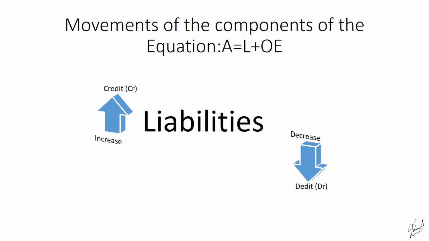When liabilities increase, they will be credit. And when liabilities decrease, they will be debit. So if anybody asks you what the balance of an asset is, you will say debit. And liability is credit. Simple and understandable. Now, what about equity? First of all, you should know that equity has four components.